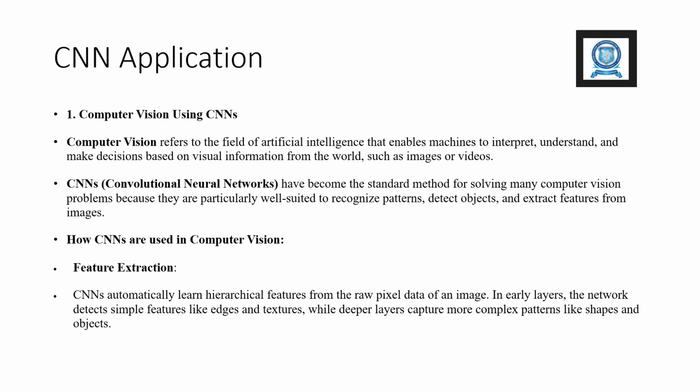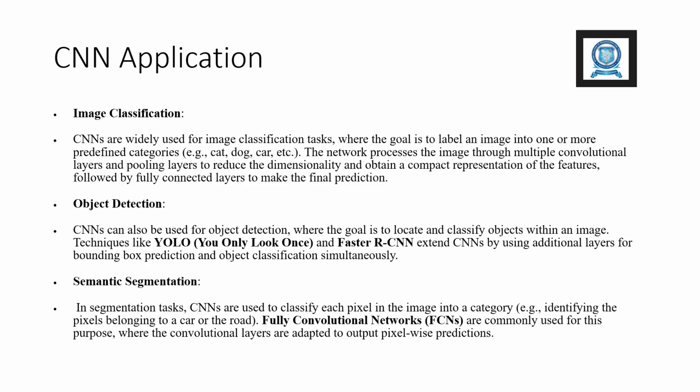Feature extraction. CNNs automatically learn hierarchical features from the raw pixel data of an image. In early layers, the network detects simple features like edges and textures, while deeper layers capture more complex patterns like shapes and objects. Image classification.